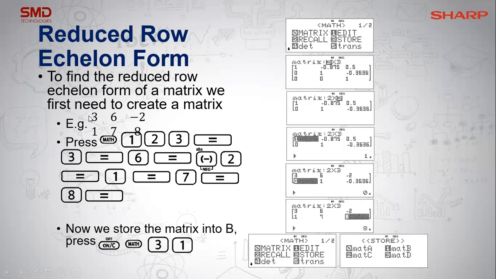So you'd have your ax plus by is equal to minus 2, and then 1x plus 7y is equal to 8. And then that's what you would substitute in here, and that would give you your solution.